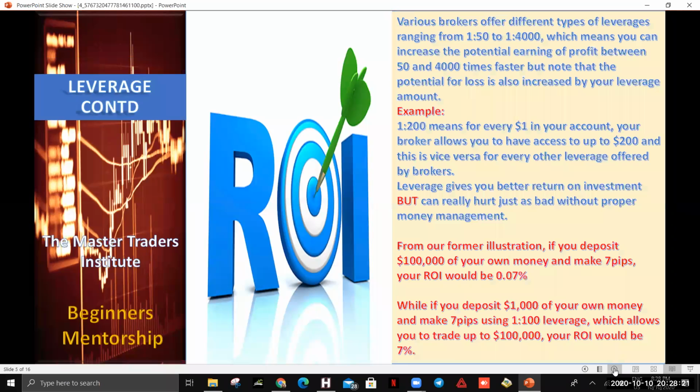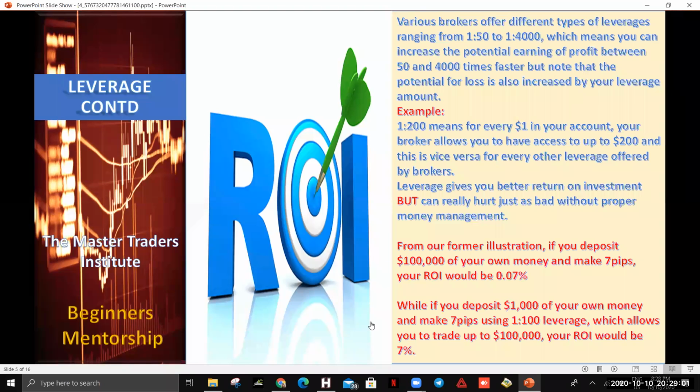Okay, now this is return on investment. It's a continuation of the leverage. Various brokers offer different types of leverage, ranging from 1:50 to 1:4,000. You can imagine when I told you 1:4,000. Those big people that have large money, like $1 million in their trading account or $500,000, they go for higher leverage because of the lot size they use. But for you beginners, you can start with the very lowest one. I advise 1:100 is better for you, which means you can increase the potential earning of profit from 50 to 4,000 times faster. But note that the potential loss is also increased by your leverage.